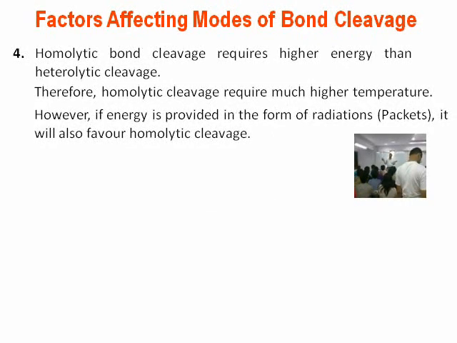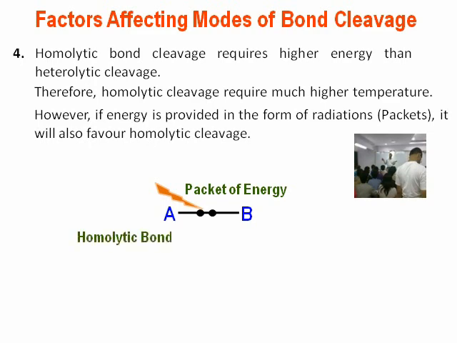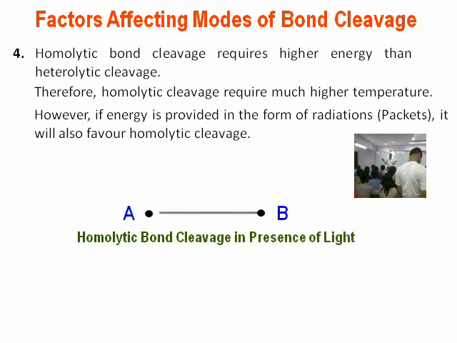However, if energy is provided in the form of radiations which travel in the form of packets, those packets of energy are taken by only few molecules. Each molecule will get a large amount of energy and this will favor homolytic cleavage. This is how a packet of energy in the form of light is coming. That packet will be absorbed by AB molecule and the cleavage will occur in homolytic manner in this way.